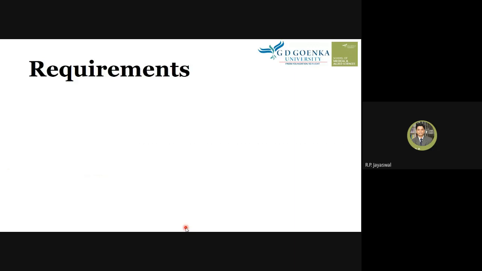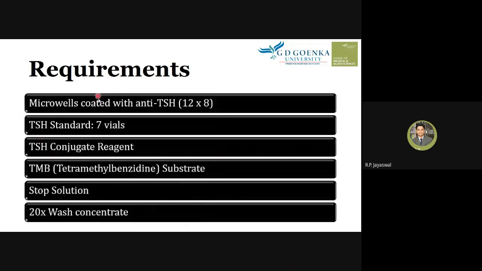So the requirements: microwells coated with anti-TSH. TSH standard, seven vials of TSH standard with different concentrations of TSH. TSH conjugate reagent, which is the enzyme-labeled antibody. Then TMB, tetramethylbenzidine, which is the substrate. And we have a stop solution. We have a 20x wash concentrate, meaning the wash buffer. So these are the requirements we need to provide.